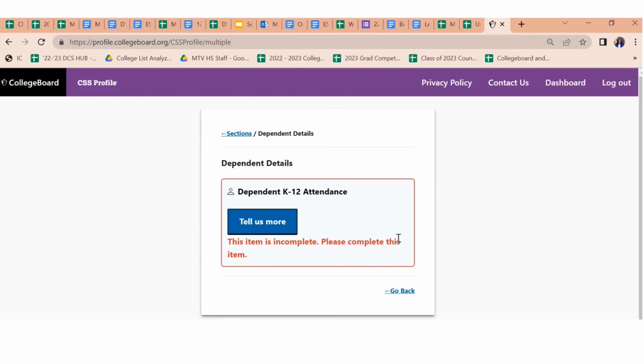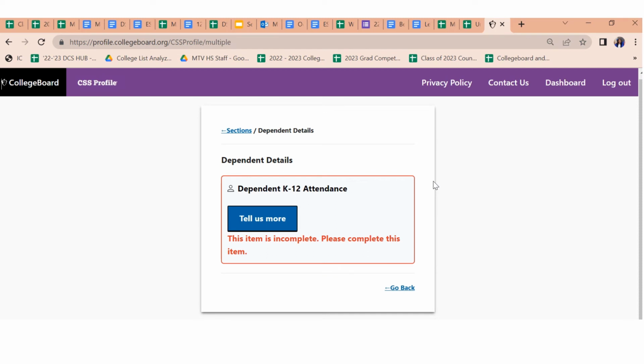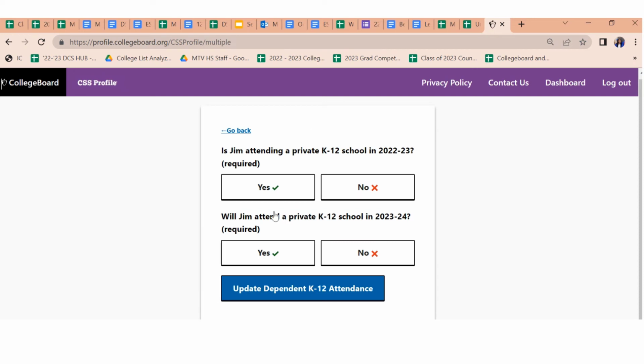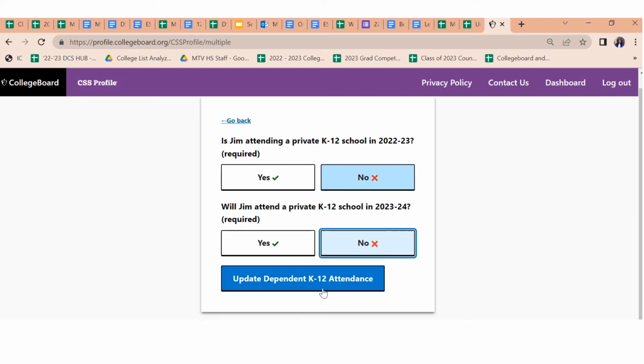And then since you have indicated that there is a sibling in grade school, you will tell them just a little bit more about that student. So is that sibling attending a private school in this current school year? And will that student be attending a private school in the 2023-2024 school year? If you answer yes, it is likely going to ask you a few more questions about if you are paying tuition. But in this case, we will say no and update that sibling's K-12 attendance information.